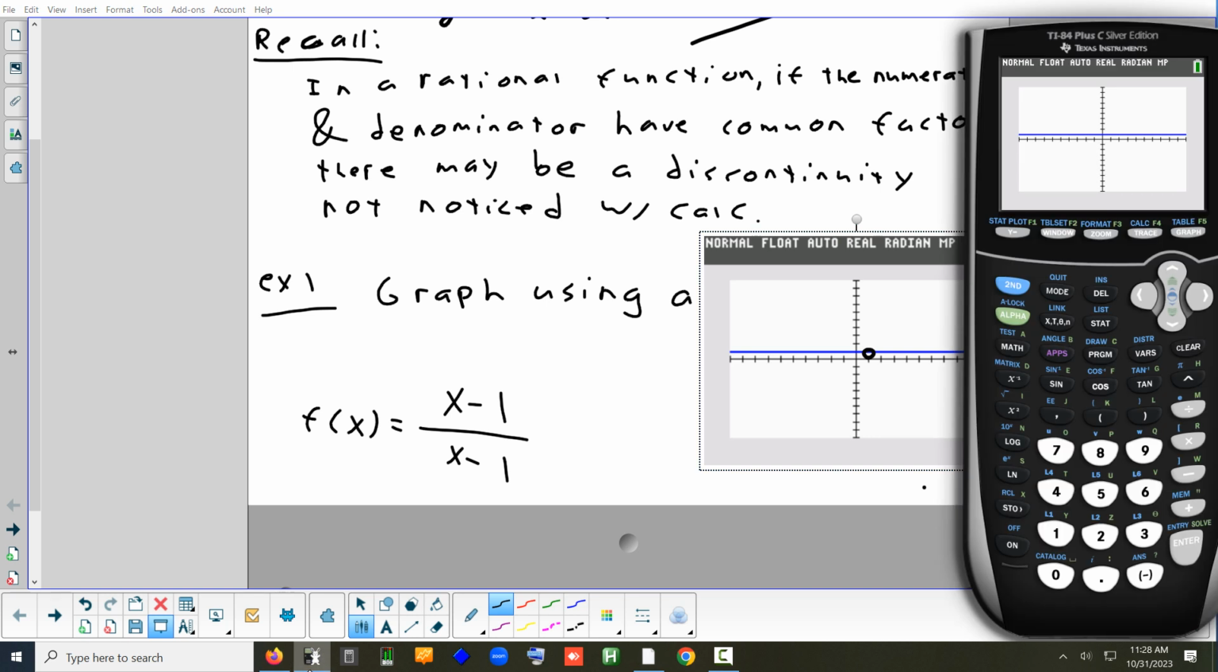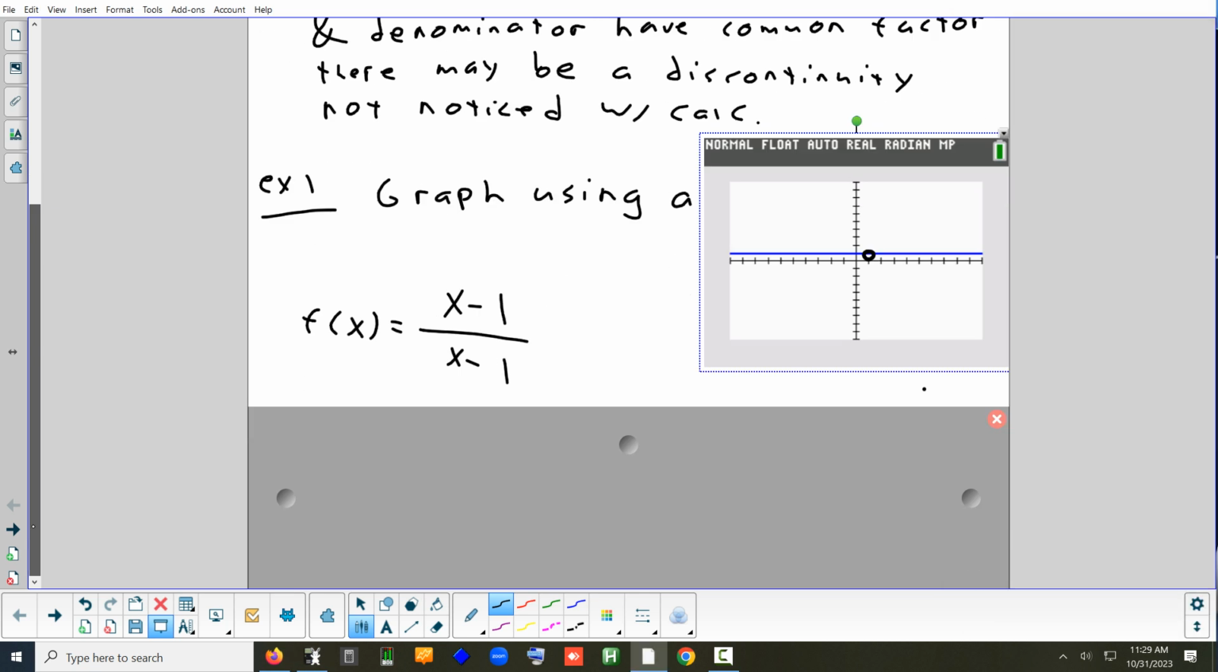Okay. What could I do to the top to make it so instead of 1 being a hole, it is a vertical asymptote? Yeah, we could just change it to a plus 1. Now you still can't use 1, but it's now a vertical asymptote instead of a hole because there's no common factor. Okay, any question on that?